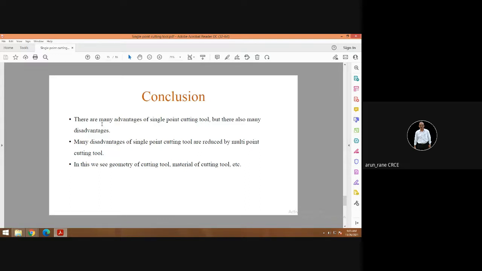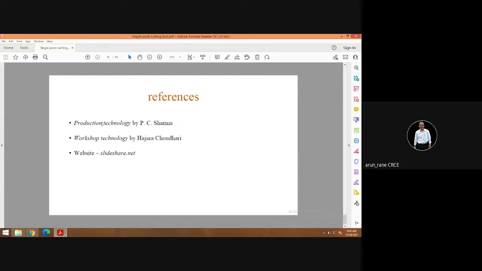So the advantage of a single point cutting tool is that regrinding is very easy. But the material removal rate is less. And the advantage of a multi-point cutting tool? Regrinding is very difficult. You need to have fixtures for regrinding, for grinding of the multi-point cutting tool. Like you can understand from here.